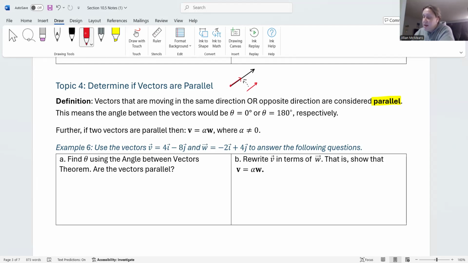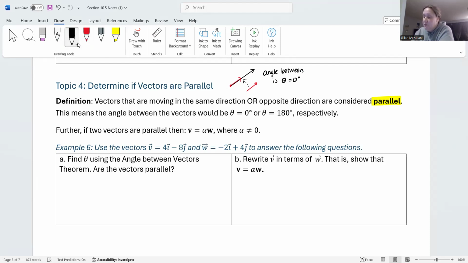You can also see that the angle between them is 0 degrees. So when two vectors travel in the same direction, you could basically put one on top of the other, and the angle between them would just be 0.